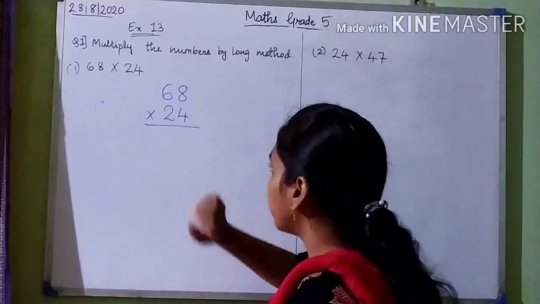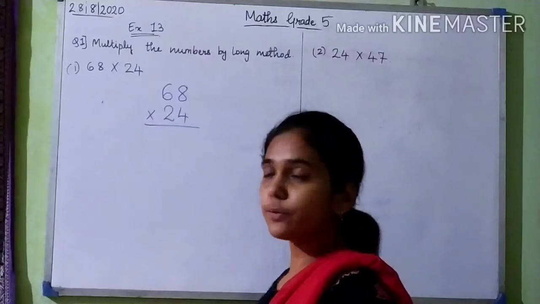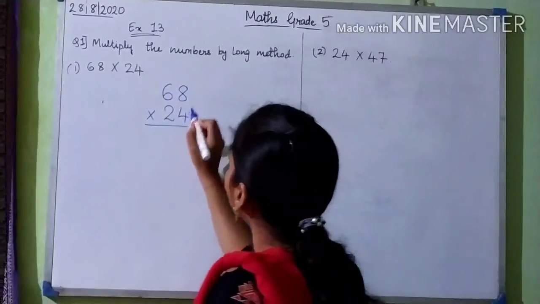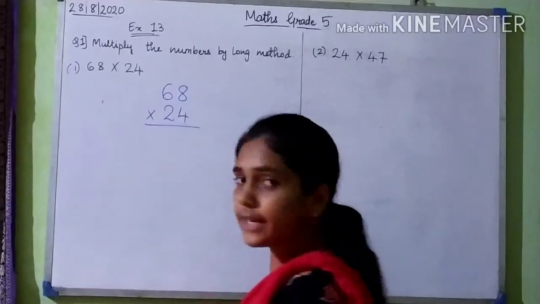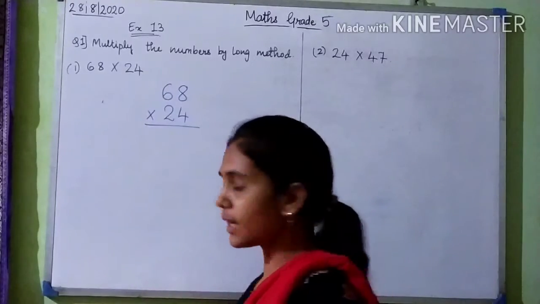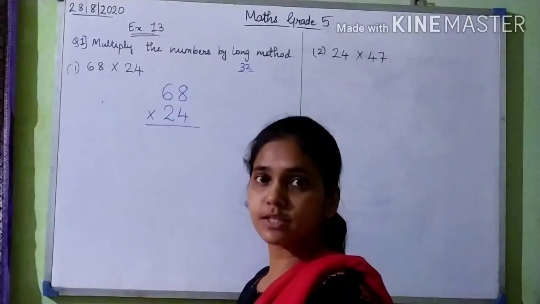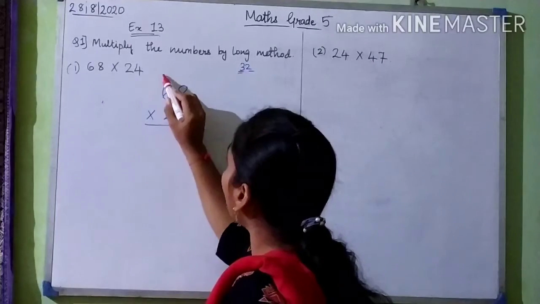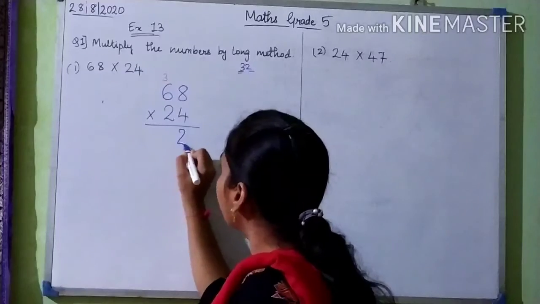So first we multiply 4 by 8. What is 4 into 8? 4 8s are 32, right? So how do I write 32? 32 is a 2-digit number, it has 2 digits in it. So this 3 which is there, I write this 3 on top of 6, and 2 I write down here.